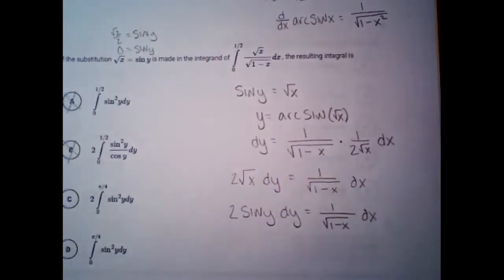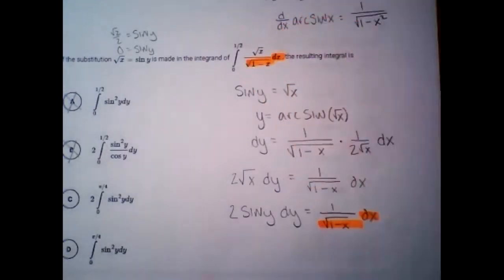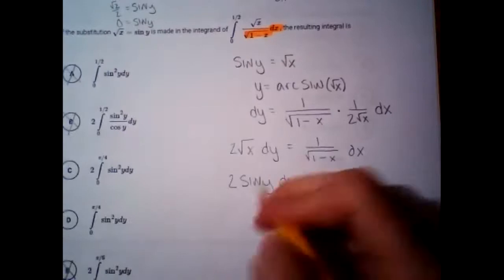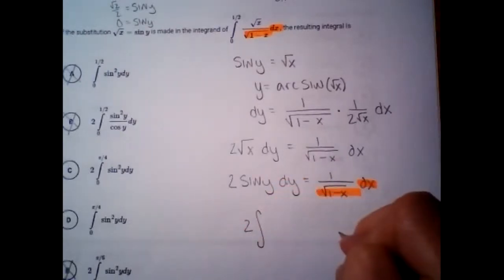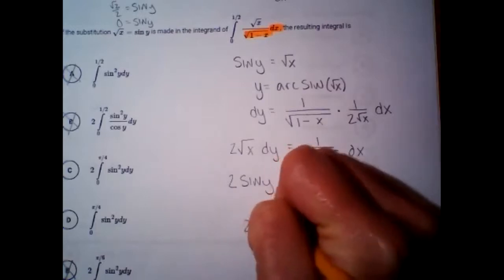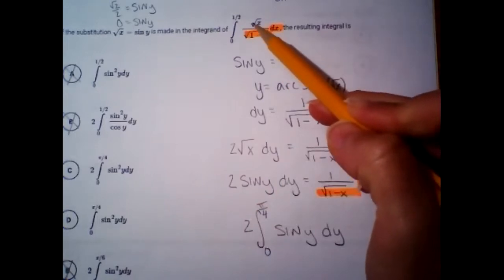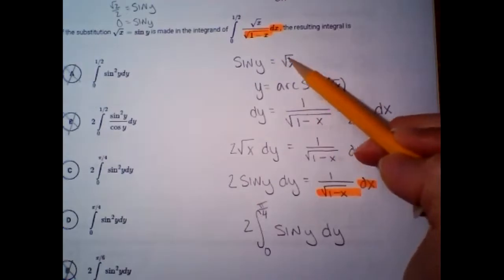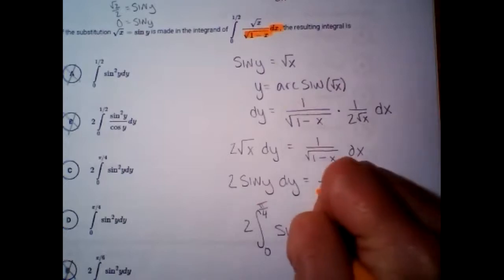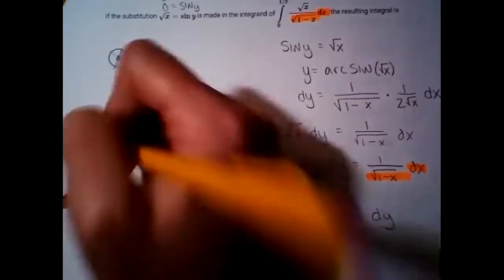Okay, now I'm ready to highlight. In place of this, I'm going to put 2 sine of y dy. So the 2 will go out front, and then I'll have sine of y dy, and we said our boundaries were 0 to pi over 4. And then the last thing that's there that I didn't highlight is this square root of x, and square root of x equals sine of y. So I get another sine of y in here, and so it's going to be squared. So out of these 2 choices, we narrowed it down to it is C.